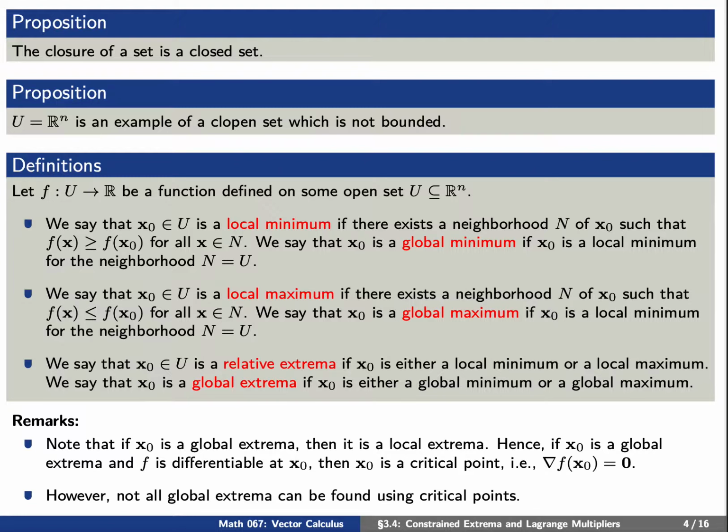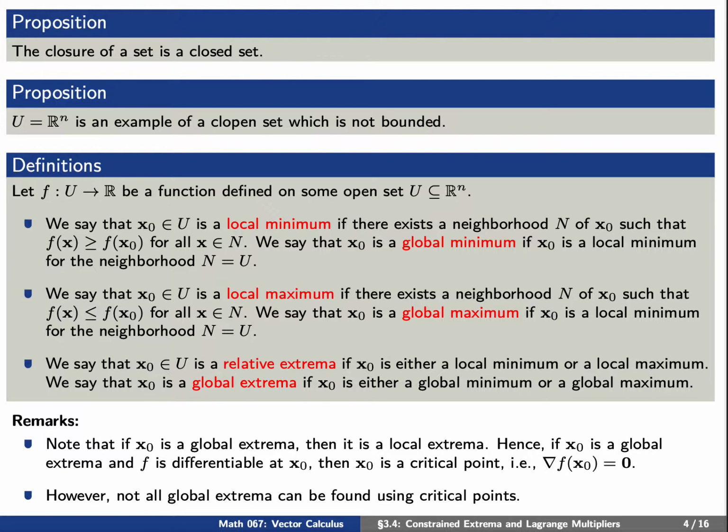Let f be a function that's defined on some open subset U inside of R^n. We'll say that x0 in U is a local minimum if there exists a neighborhood N of x0 so that f(x) is greater than f(x0) for all x in the neighborhood. We'll say that x0 is a global minimum if we can choose this neighborhood N to be the entire domain U. We'll say that x0 in U is a local maximum if there exists a neighborhood N such that f(x) is less than f(x0) for all x in the neighborhood N. We'll say that x0 is a global maximum if we can choose this neighborhood N to also be the entire domain U.